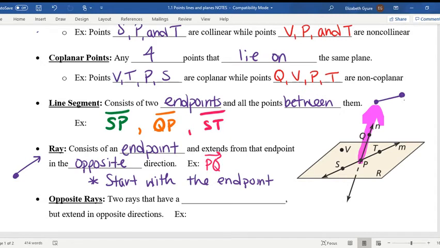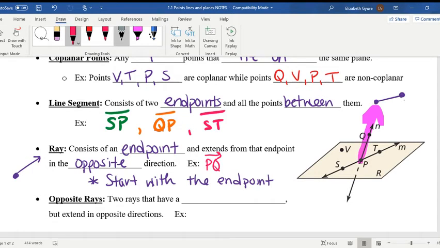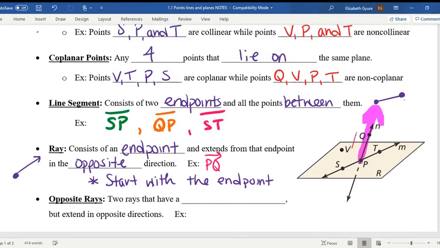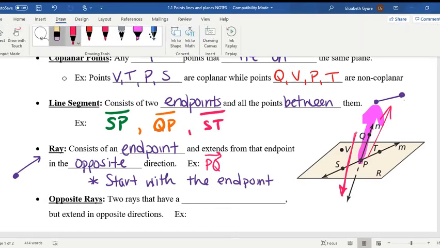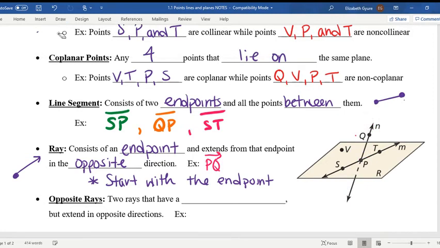Okay. So that's just one example. Now, if I called this ray QP, then I'm implying that the ray is going in the exact opposite direction. So the order you write it in tells you what direction your ray is going. If I say ray PQ, it's going from P up towards Q. If I say ray QP, it's starting at Q and going down towards P. So the way you label that is important in this situation.